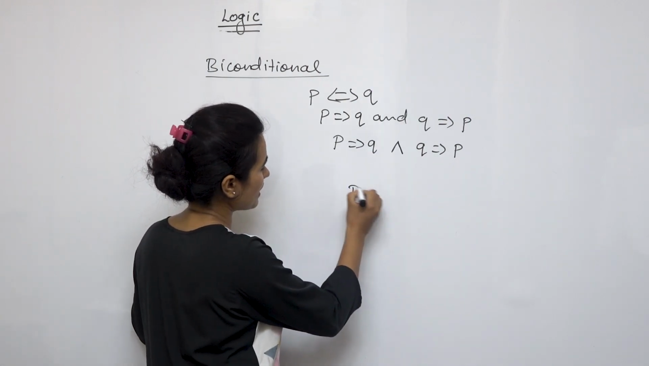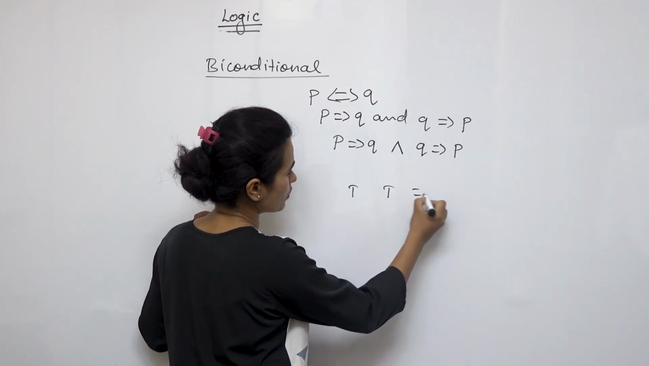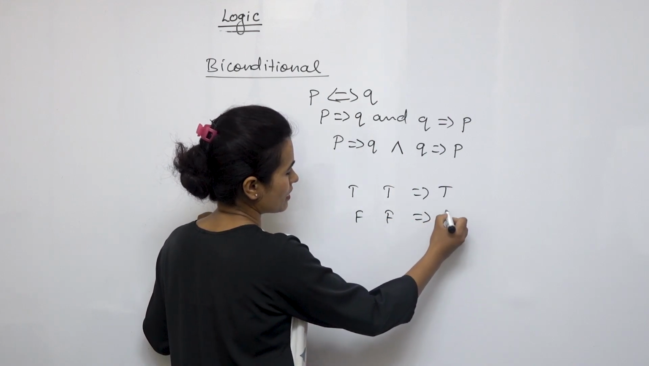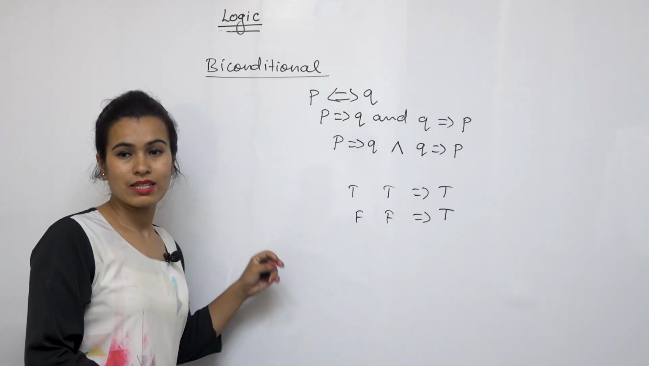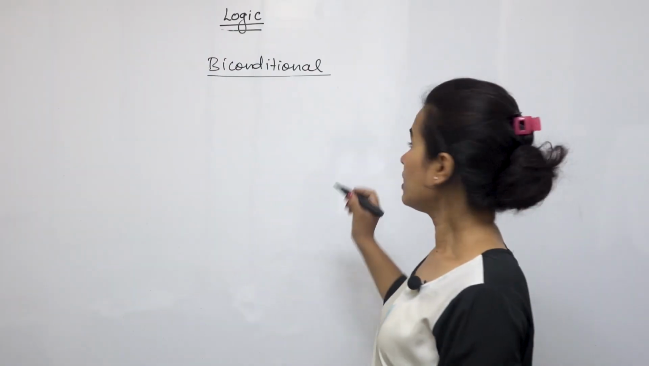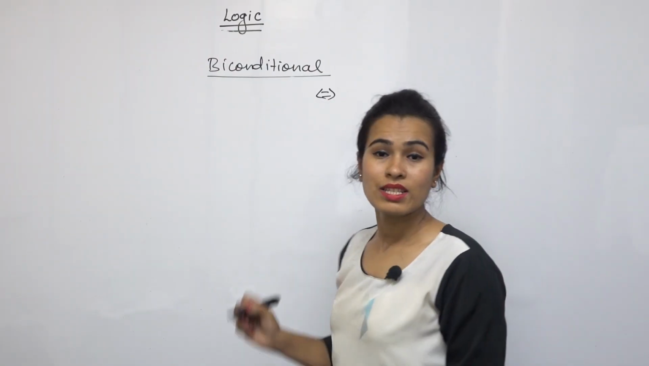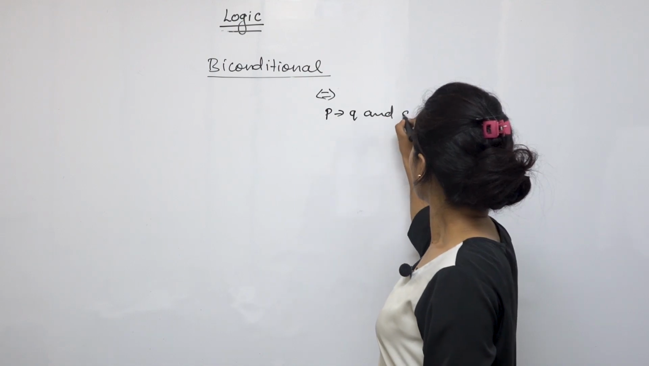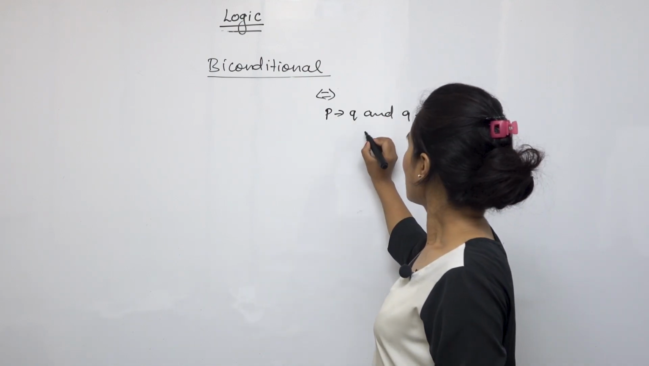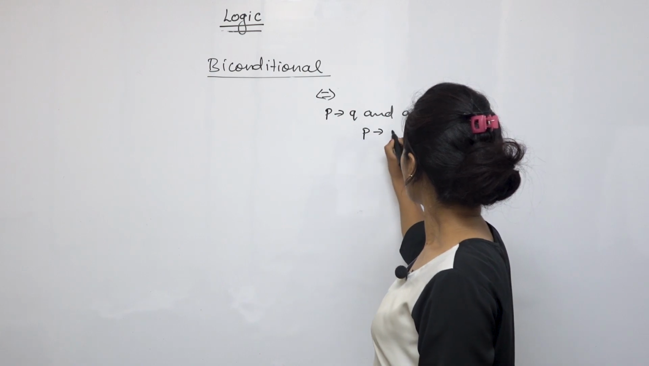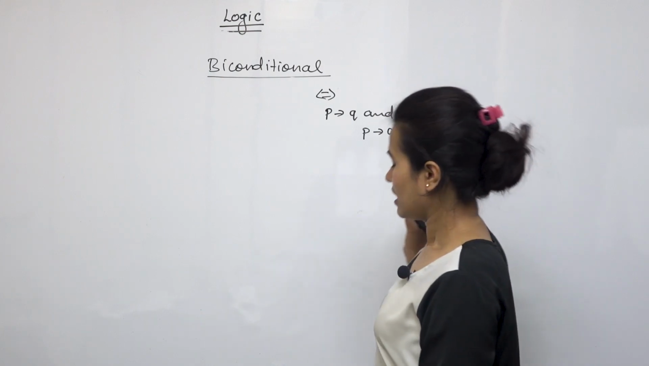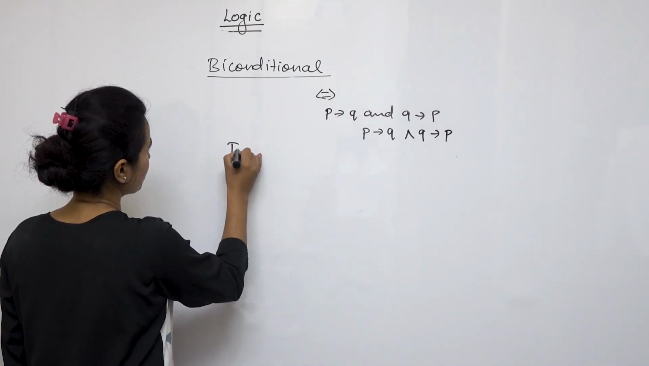Suppose P is true and Q is also true, the result is true. If P is false, Q is also false, the result is true. In other cases, the results are false. The symbol suggests the combination of P then Q and Q then P. That's why in the truth table also, we should write P then Q and Q then P. Let's draw the truth table for this.